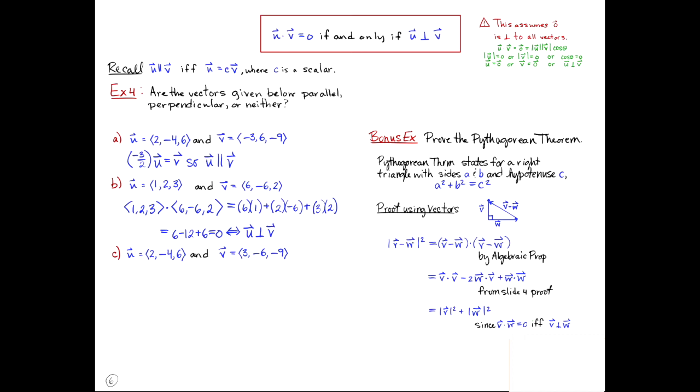In the next example, part C, again looking at the negative in the y component of u, and in v, there's a negative in the y and the z component. So we know right away, just because the signs don't line up, that these two vectors are not scalar multiples of each other. There is no c such that u is equal to c times w, and so they are not parallel.